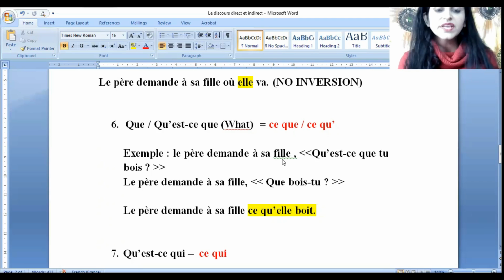Le père demande à sa fille, qu'est-ce que tu bois? Le père demande à sa fille, que bois-tu? What do you think? What is the difference? What difference do you observe?